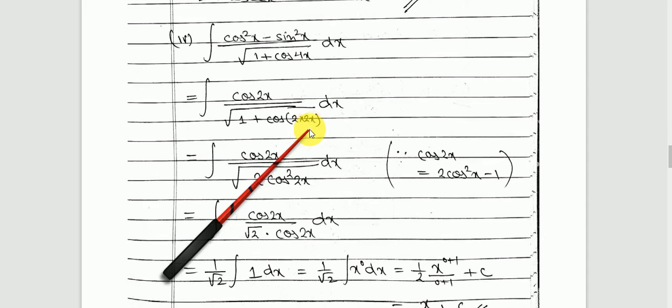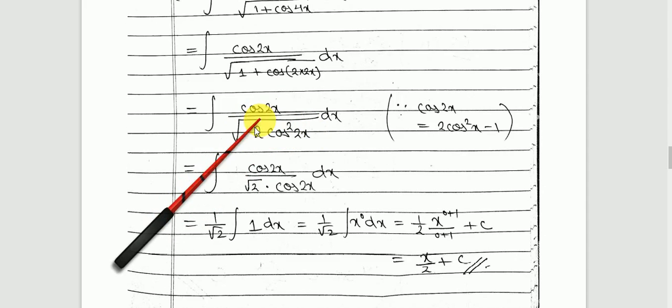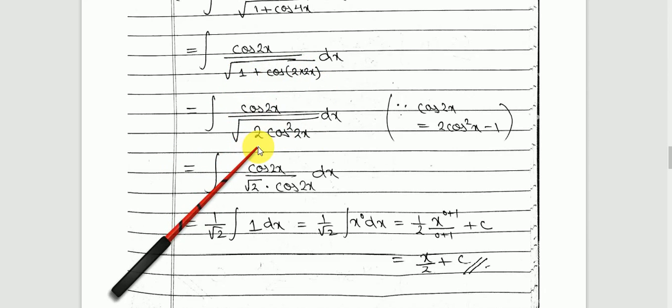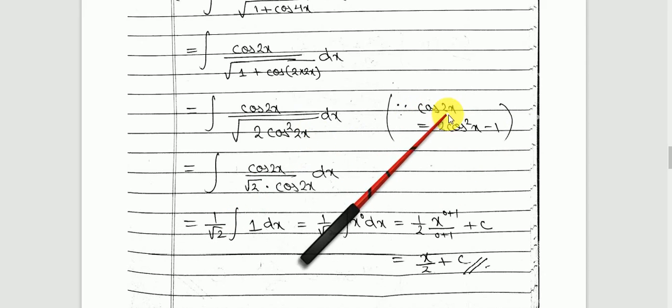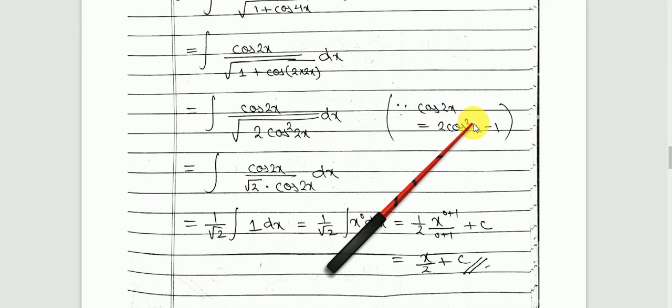In the next step, this 1 plus cos 2 into 2x can be written as 2 times cos square 2x. Try to recall this formula: cos 2x is written as 2 times cos square x minus 1.